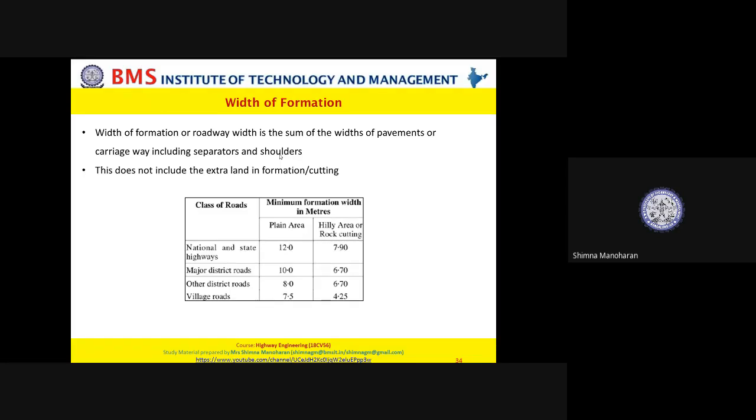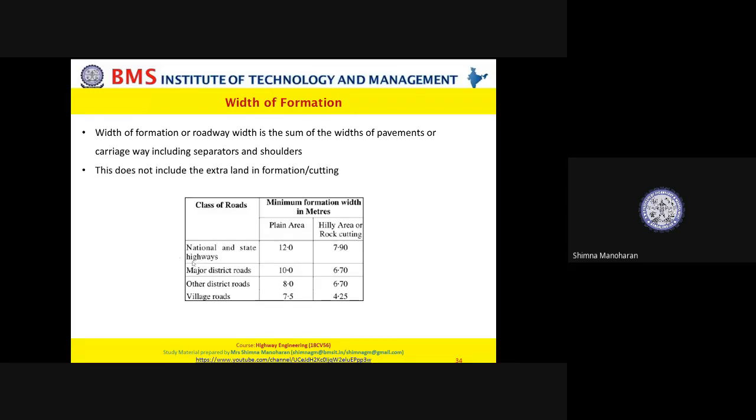Okay, so that will be considered here. So you have the carriageway. Then if you have the traffic median, and then you have the shoulders and then any other separators. So this is the minimum formation width. You cannot prescribe any maximum formation width because it is difficult to get the land. So minimum formation width for plain area and hilly area has been provided here.